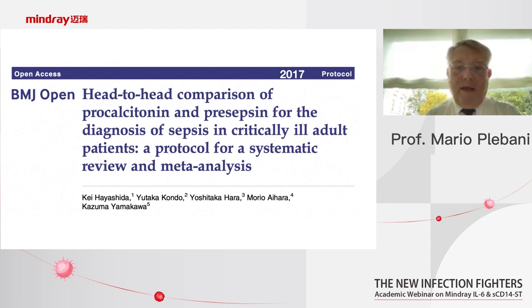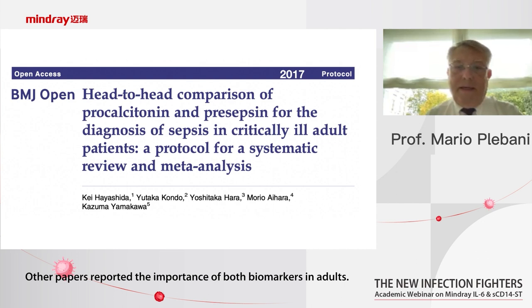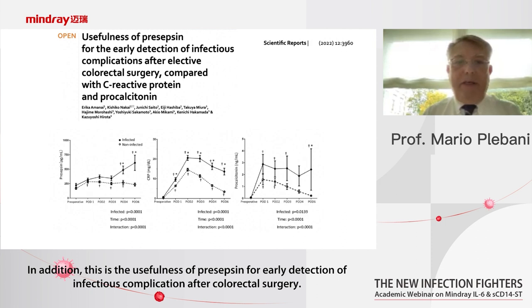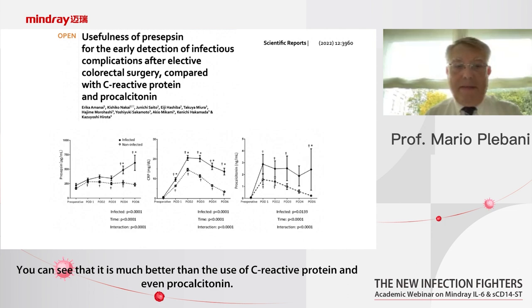Other papers have reported the importance of both biomarkers in adults, and in addition, this is the usefulness of presepsin for early detection of infection complication after colorectal surgery. That is much better. You can see that it is much better than the use of C-reactive protein and even procalcitonin.